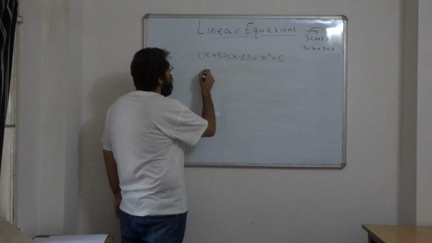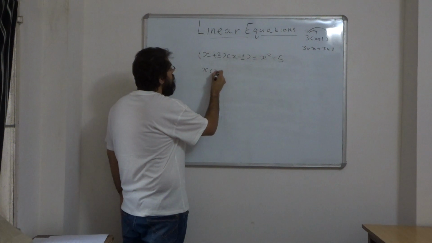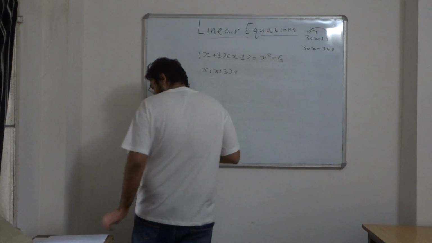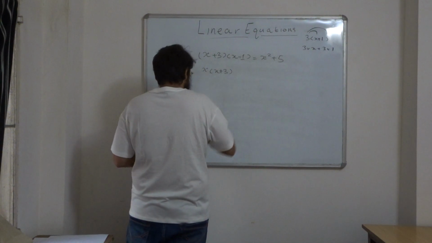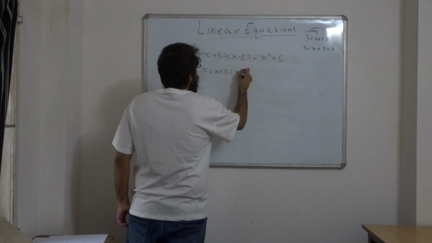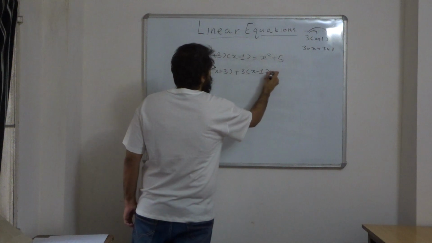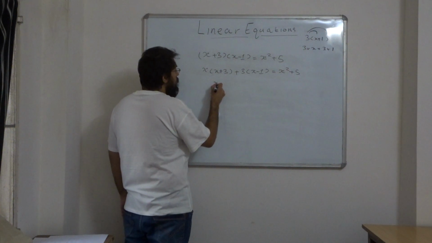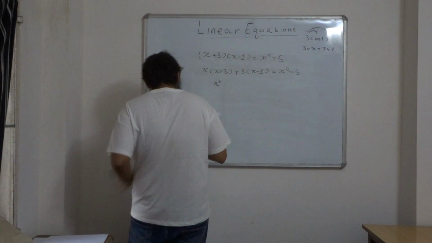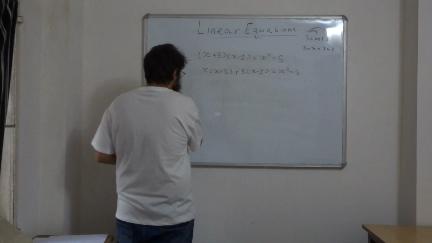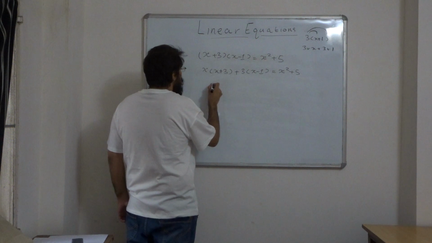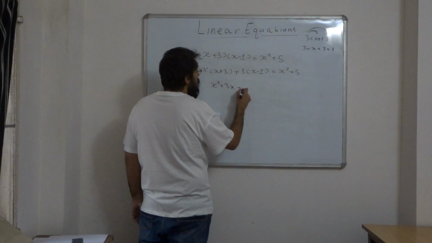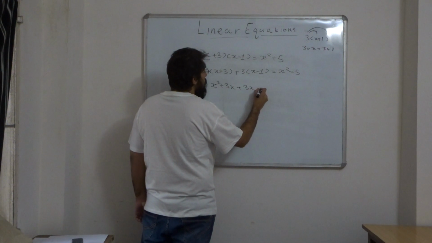Okay, so let's really do it. So basically, you have x plus 3, plus 3 over x minus 1 equals x squared plus 5. Okay, so basically you get, guys, x squared plus 3x, plus 3x minus 3.